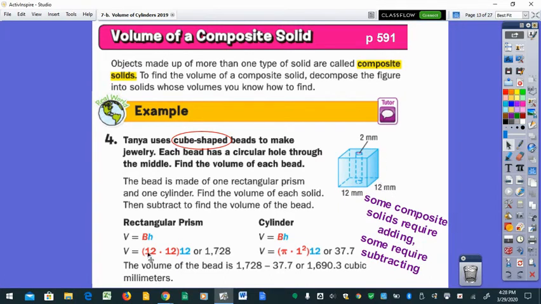And that's what you see happening right down here. 12 times 12 times 12 is 1,728. And that's the volume of the rectangular prism, in this case, the special rectangular prism, the cube.